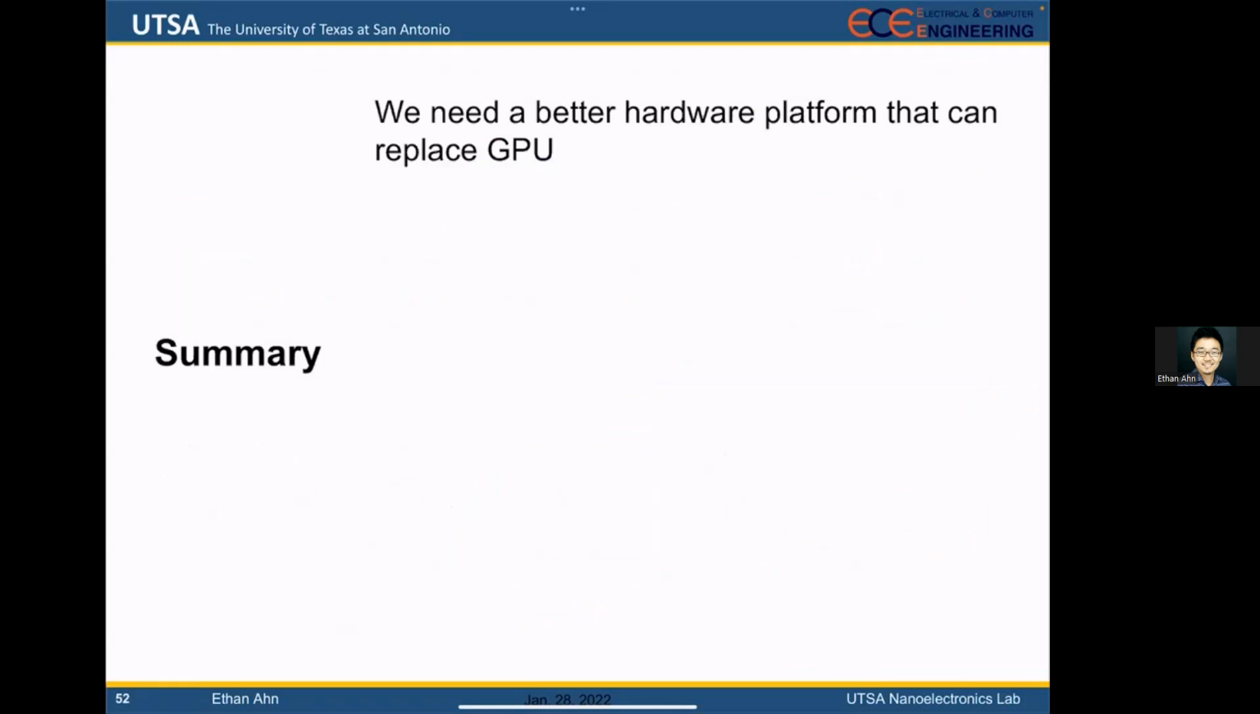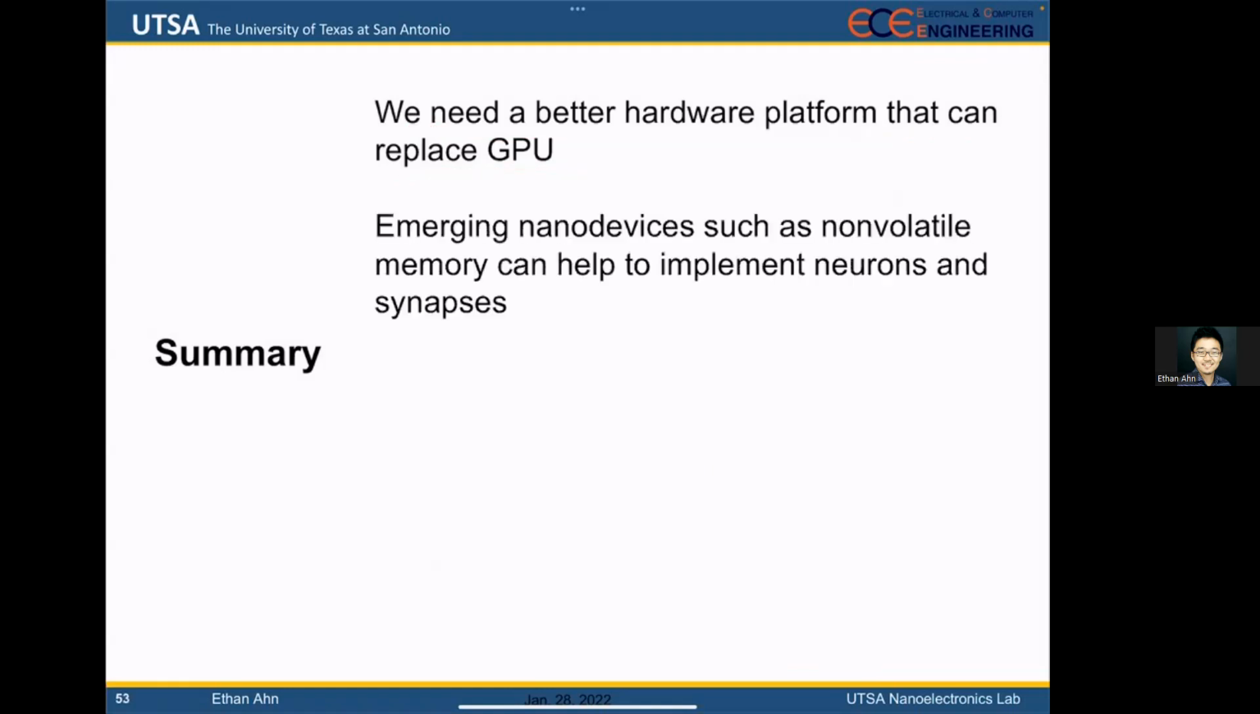So in summary, we need a better hardware platform that can possibly replace GPU, because GPU consumes a lot of power. Emerging nano devices, this non-volatile memory, may not be the only technology here, and there must be some other nano device technologies out there, but non-volatile memory is certainly one of the very promising ones, and they can help to implement neurons and synapses.